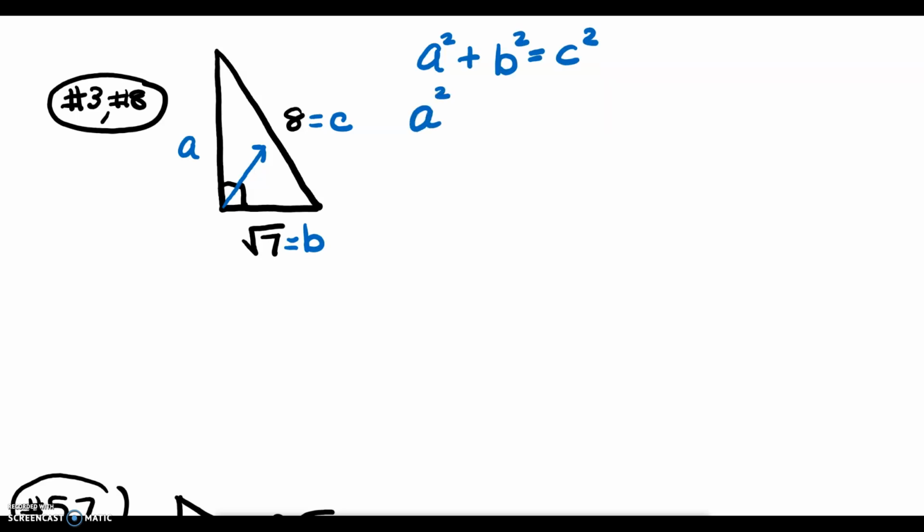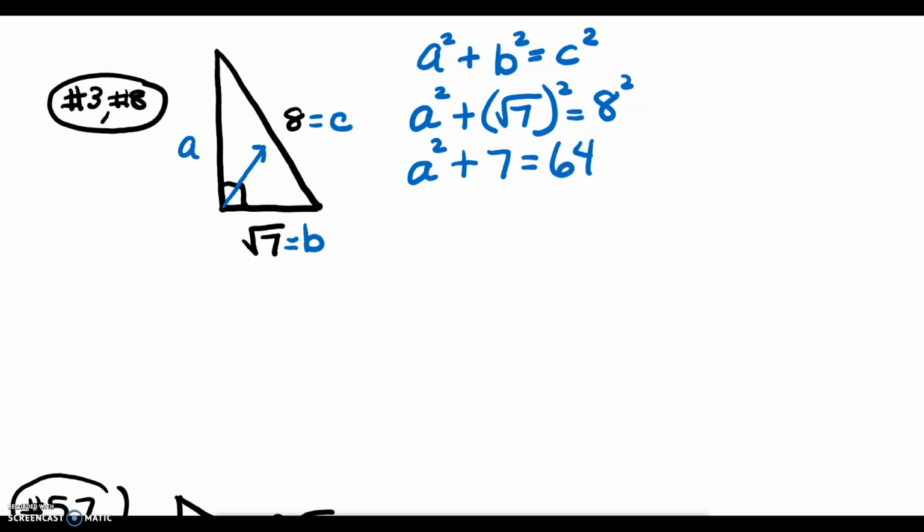So I don't know what A is, but I do know B is radical 7. And I know C is 8. And when I square a square root, it takes the square root symbol away. 8 squared is 64. So now when I subtract that 7, I end up with A squared equals 57.